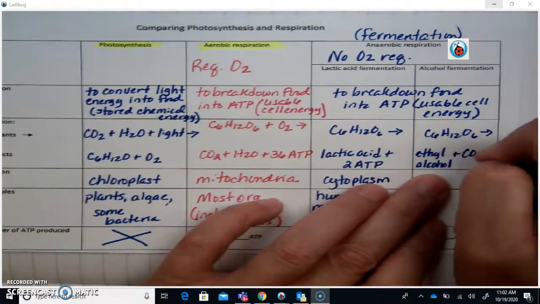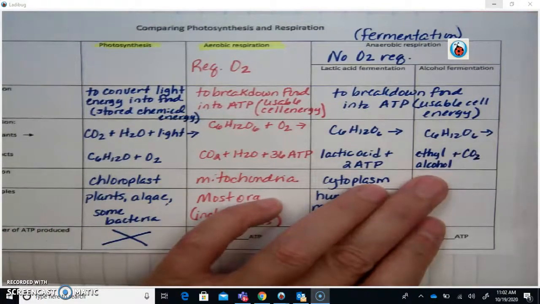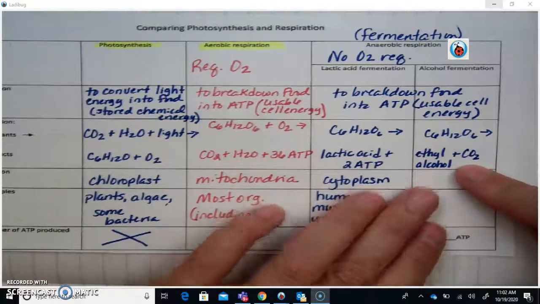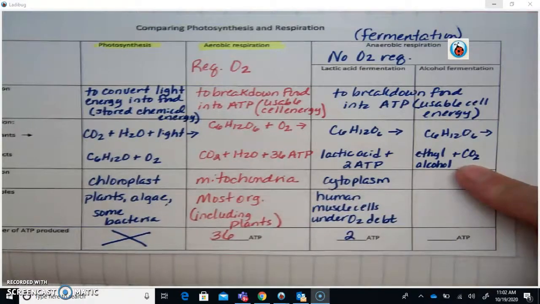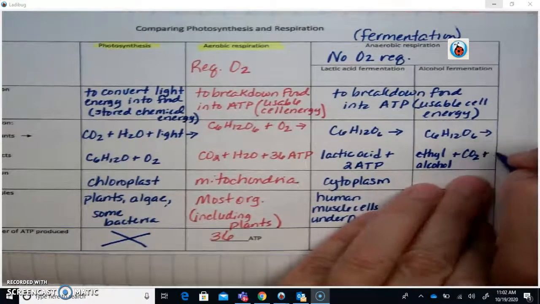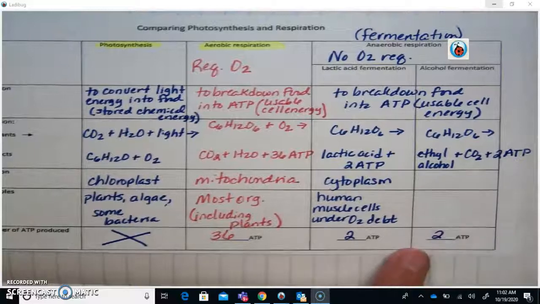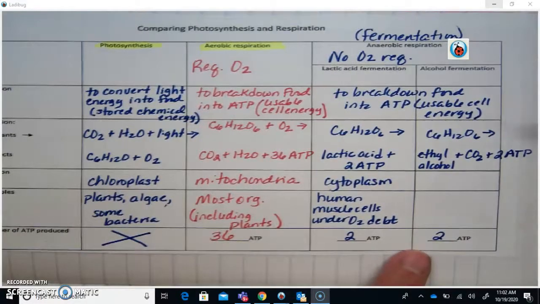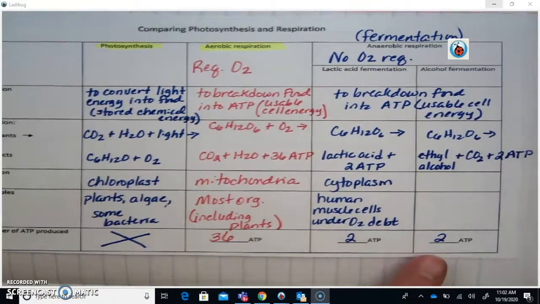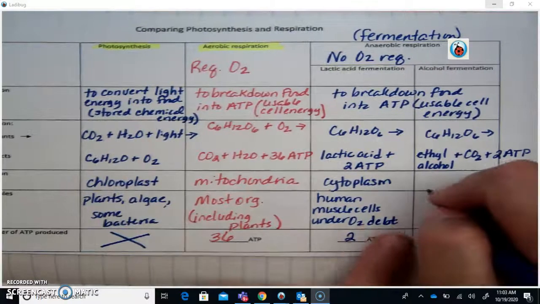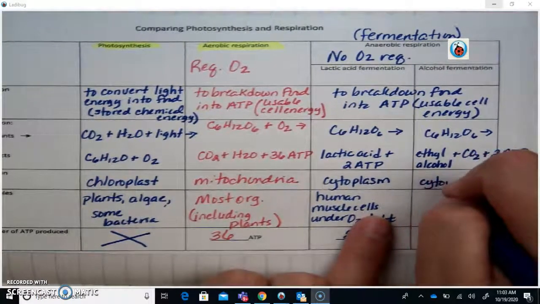Carbon dioxide is also going to be produced, and the carbon dioxide is going to be a gas that's going to help make bread rise. And then again, 2 ATPs. Okay, so if we go down here, 2 ATPs will be produced in alcohol fermentation. Where does alcohol fermentation occur? Again, in the cytoplasm.